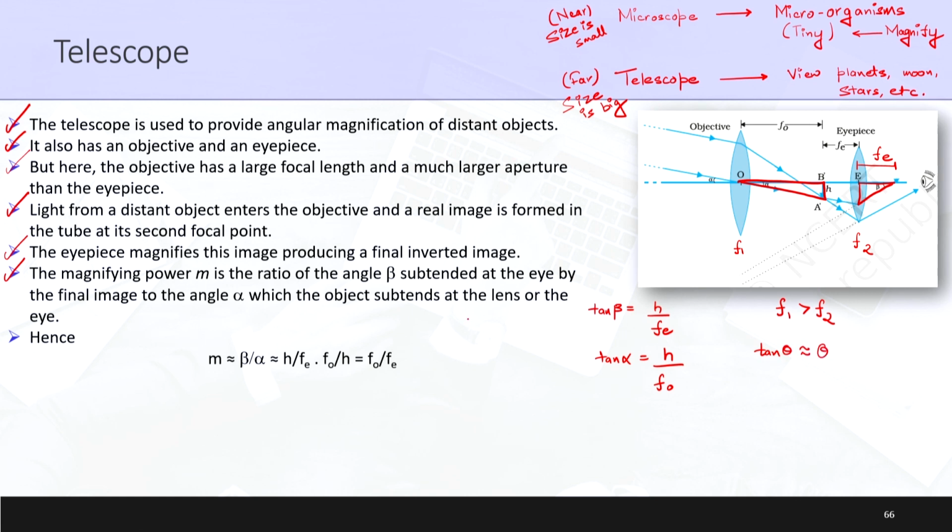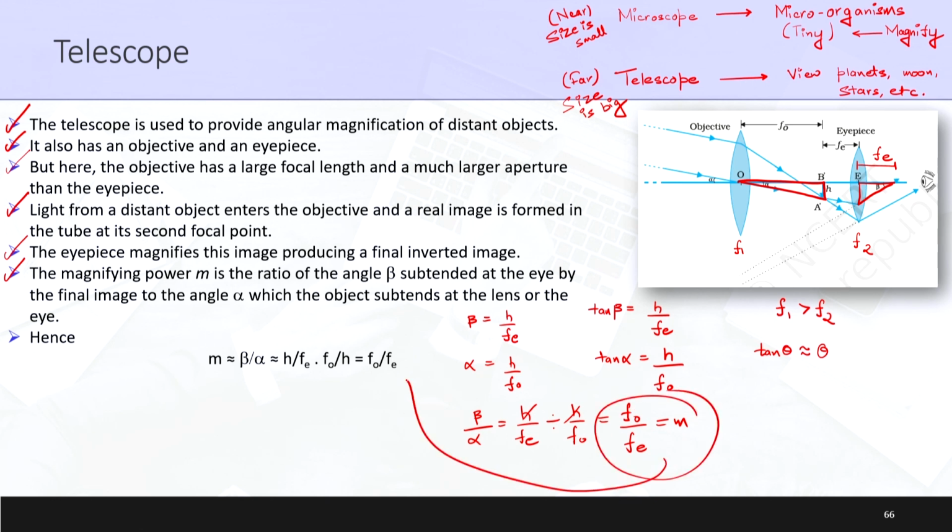Therefore we can write beta is equal to h upon fe and alpha is equal to h upon f naught. Therefore beta by alpha is equal to h by fe divided by h by f naught. So h gets cancelled, therefore we get f naught by fe, which is the magnification. So magnification can be obtained directly for a telescope if you just know the focal lengths of your objective and the eyepiece. So this is the simple concept of your telescope.